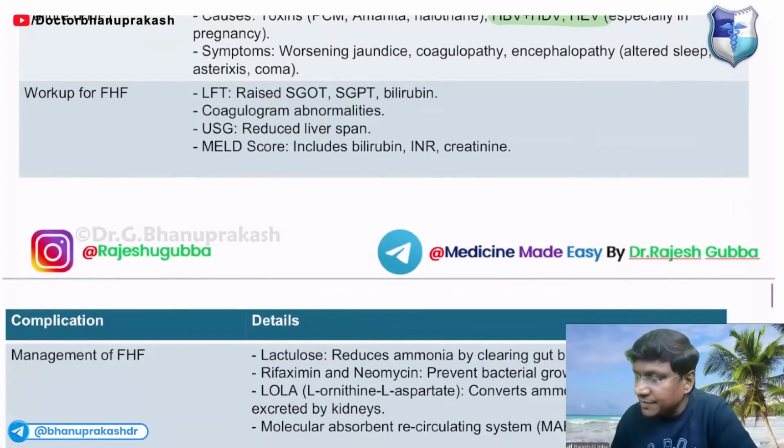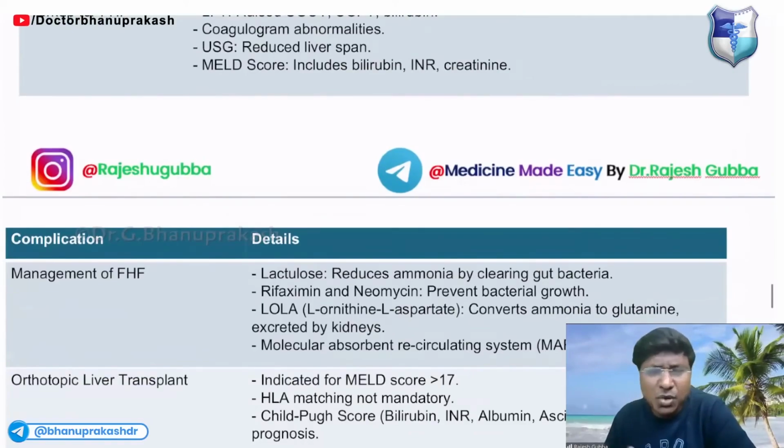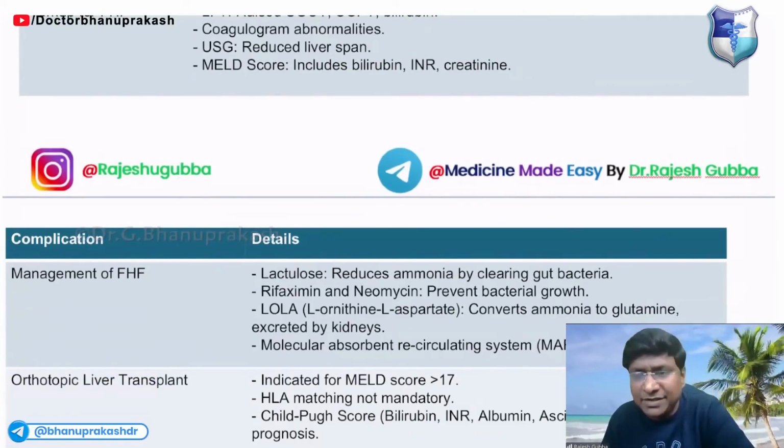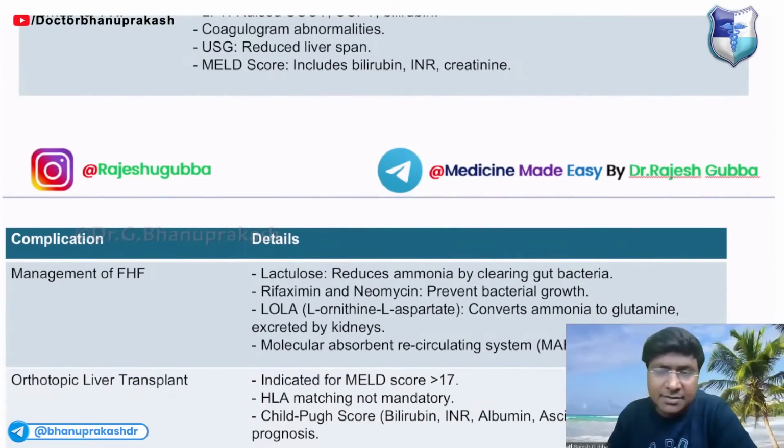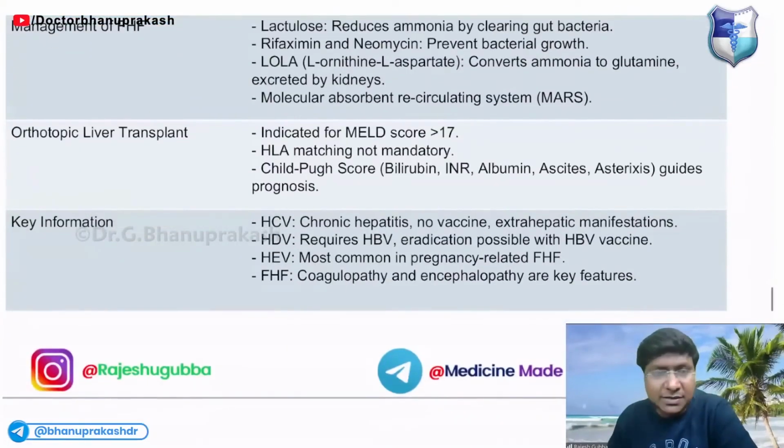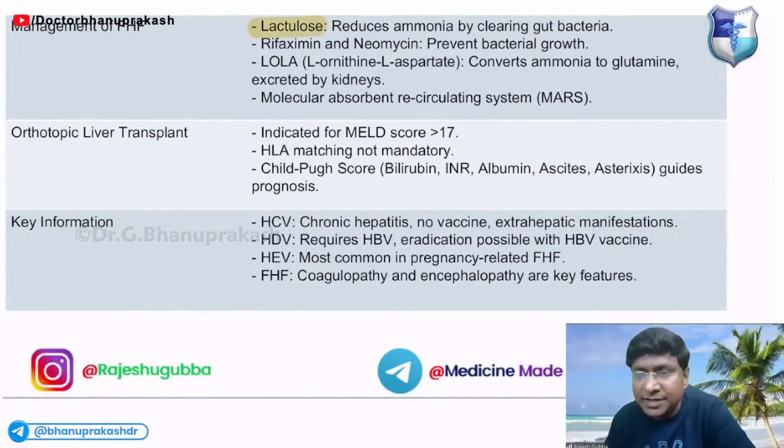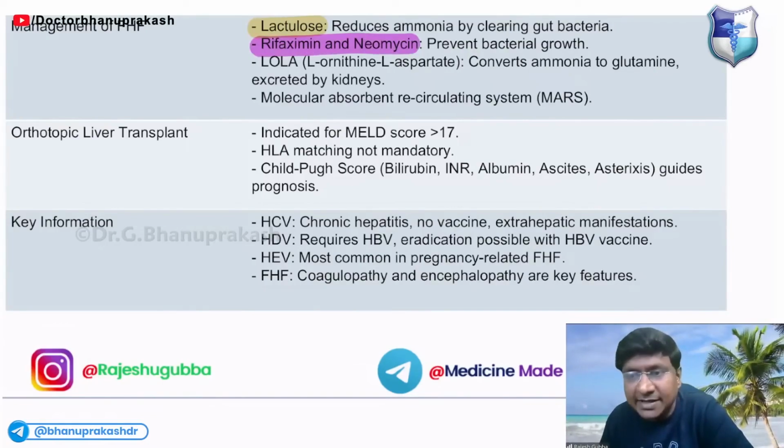And the next important thing is the workup for fulminant hepatic failure. The usual workup for any liver pathology: SGOT, SGPT, coagulogram, USG abdomen, and then the MELD score. What is the treatment? The problem in patients with fulminant hepatic failure is they go into a state of hepatic encephalopathy. So what is the drug of choice for hepatic encephalopathy? You need to give lactulose. And I already told you why you should give rifaximin as well as neomycin, mainly to prevent bacterial growth.